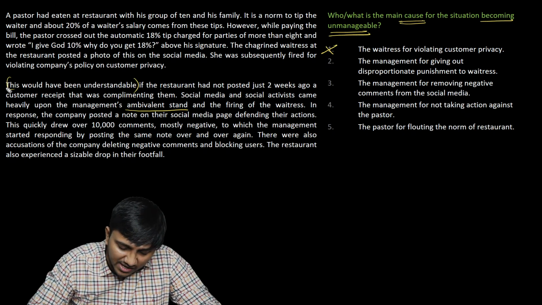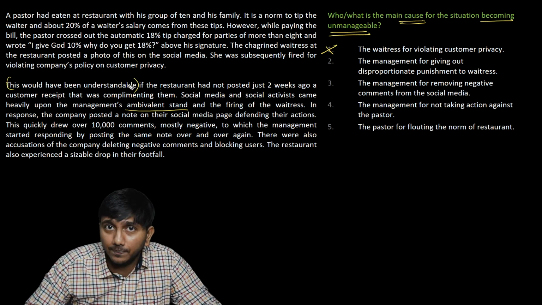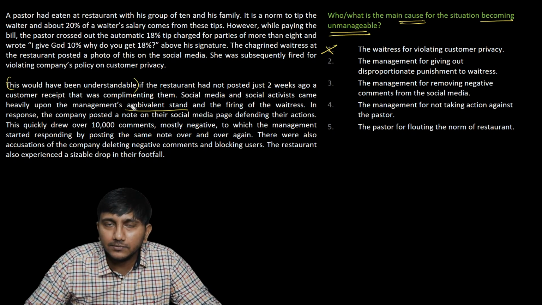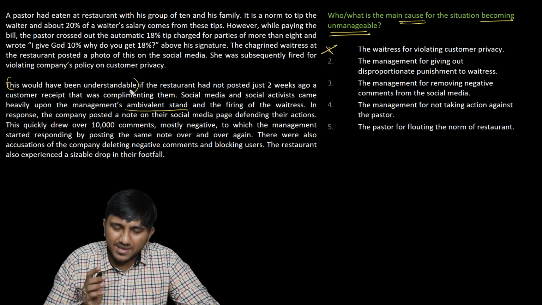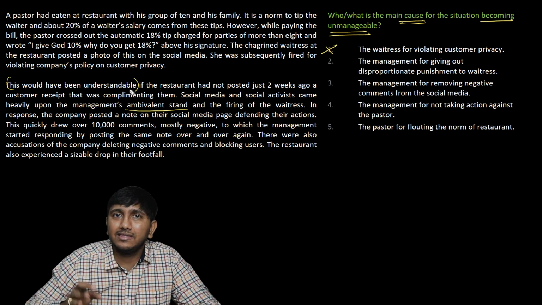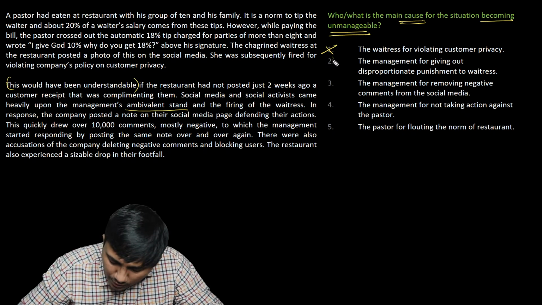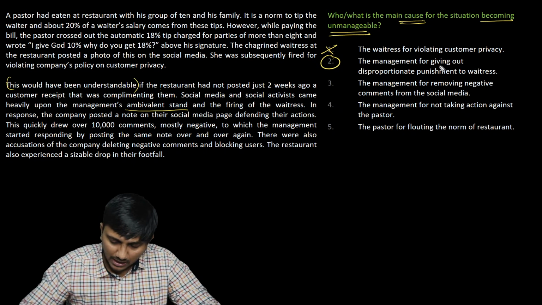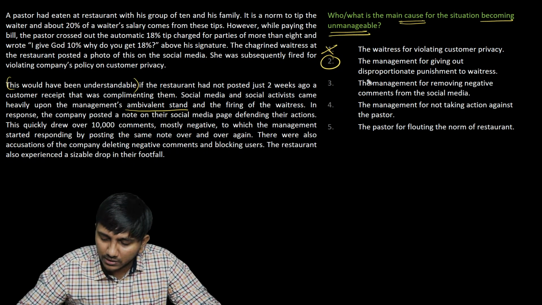And you can also see here, this would have been understandable if the restaurant had not done it. So where the problem came is the restaurant did something and that was okay. When the waitress did, that was not okay. So this could actually become our answer: the management for giving out disproportionate punishment to the waitress, the ambivalent stand they took in dealing with the waitress.